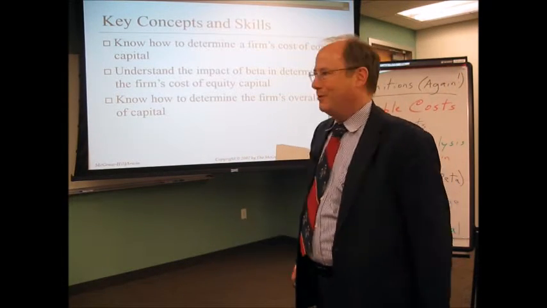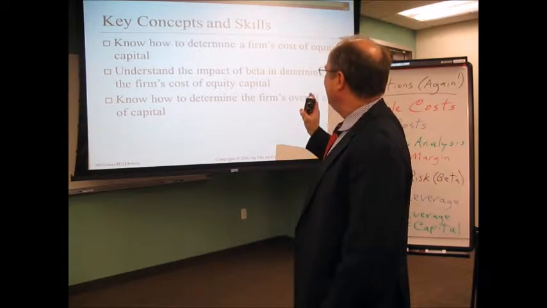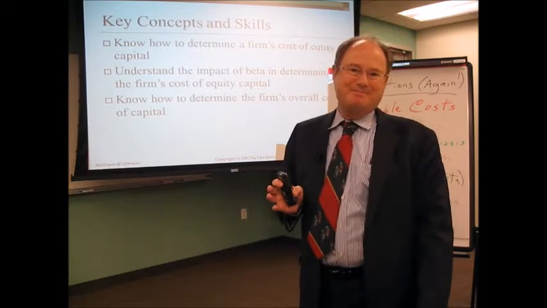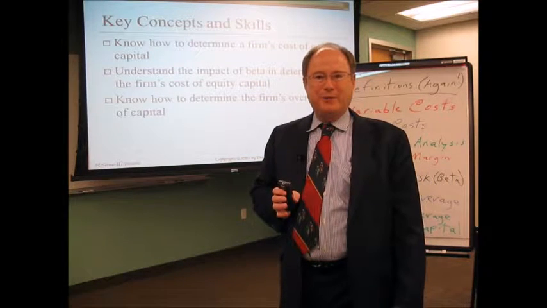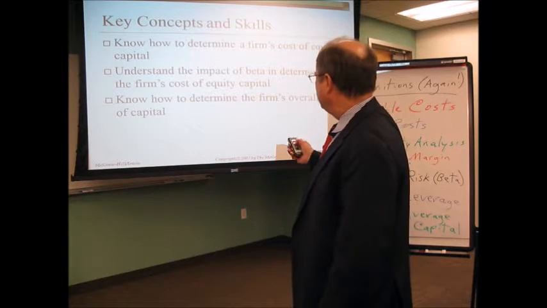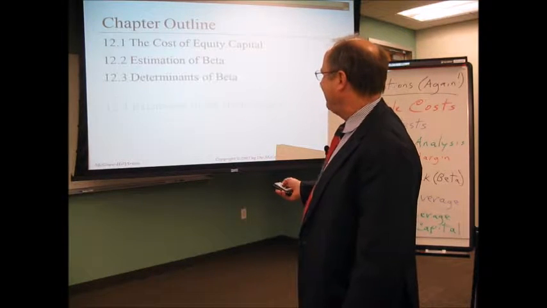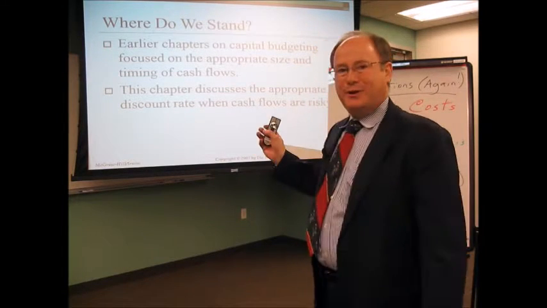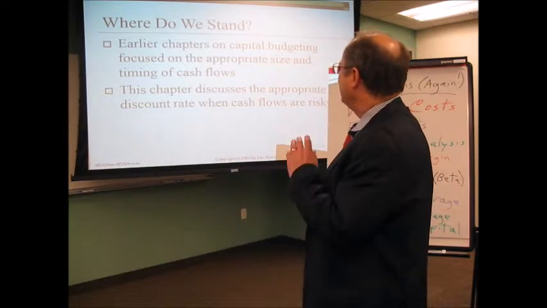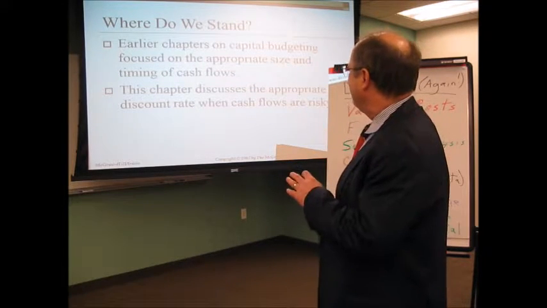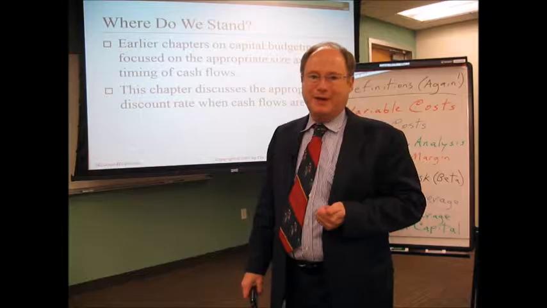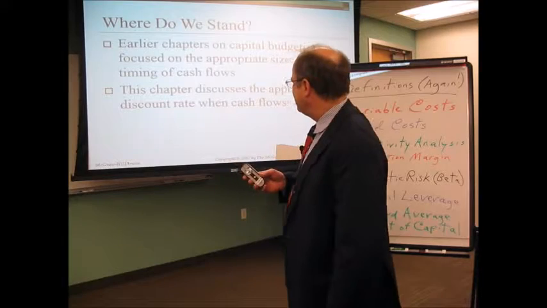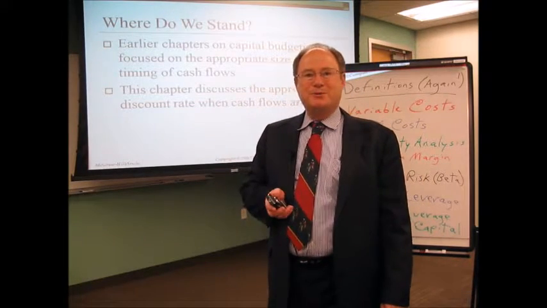I'll start while I'm on a roll. We want to determine the firm's cost of equity. We want to understand this word beta and what that really represents. And even though it's not written here, we want to understand the weighted average cost of capital. The earlier chapters that we had focused on capital budgeting, and they focused on the appropriate size and timing of the cash flows. This chapter that you've just read discusses the appropriate discount rate when cash flows are risky.